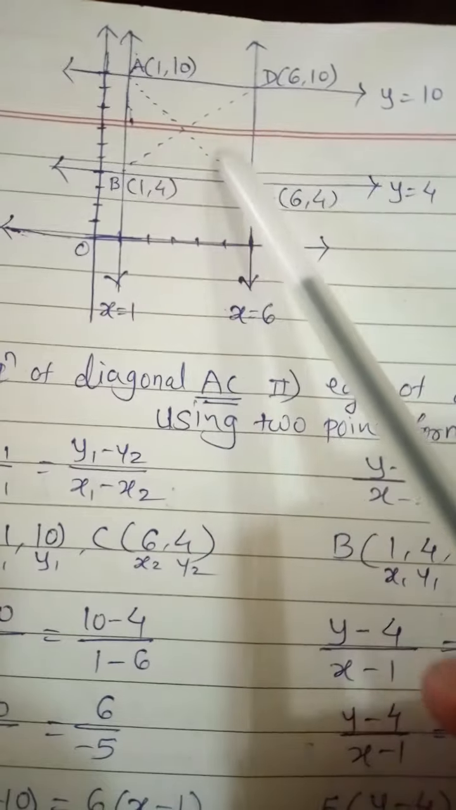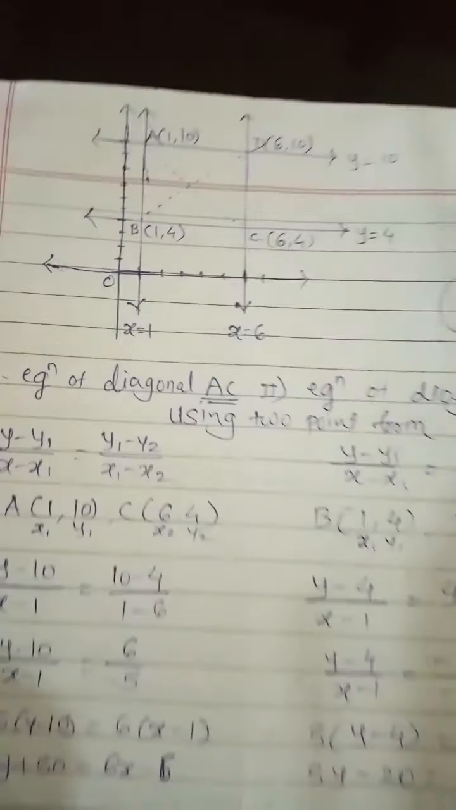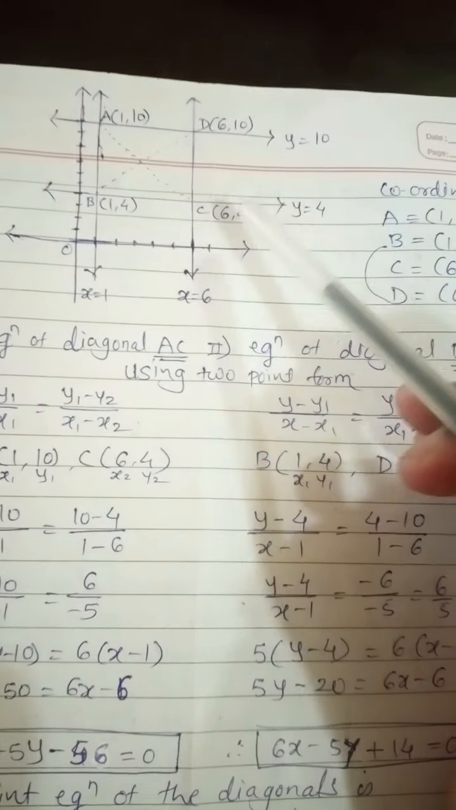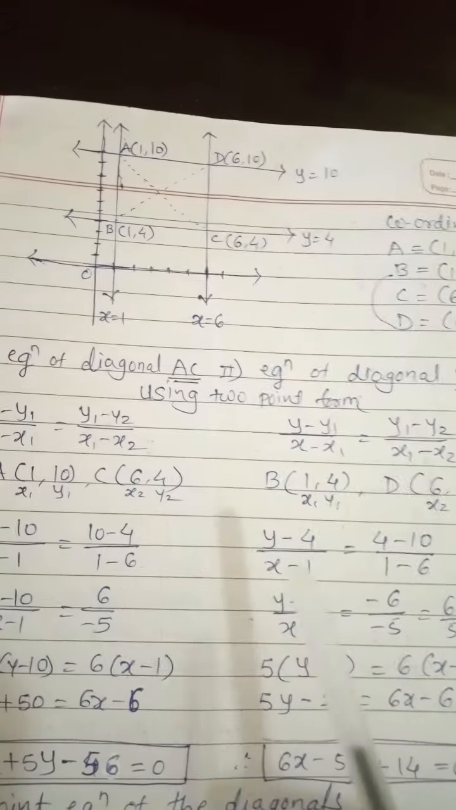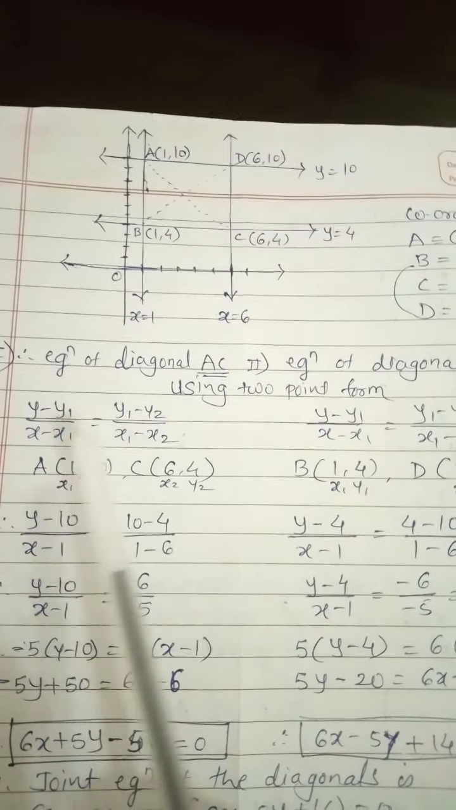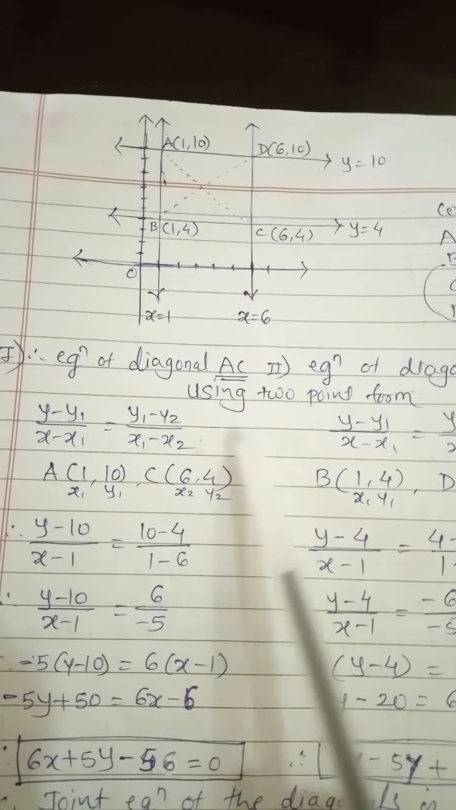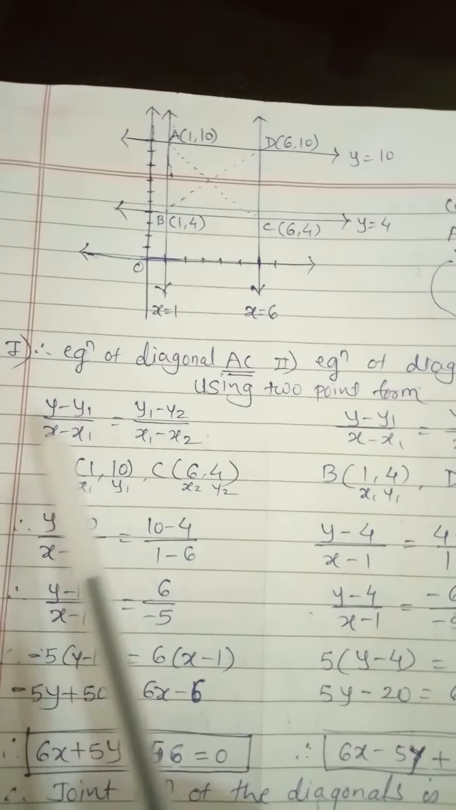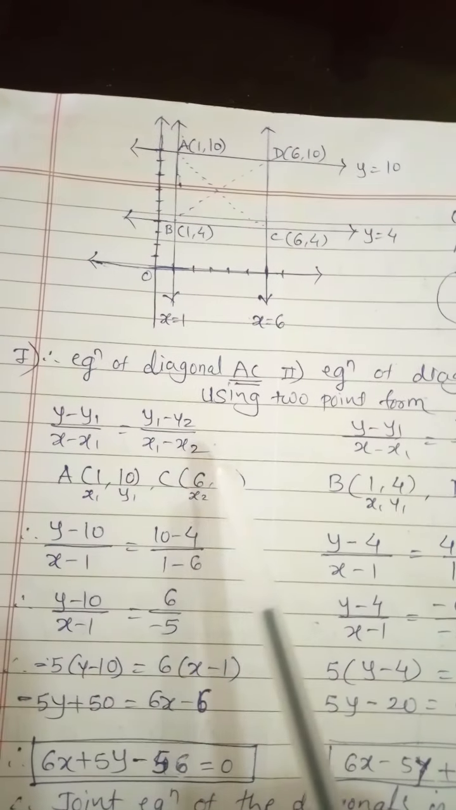is the equations of the diagonals. The first diagonal is AC and the second diagonal is BD. Now we are going to find the equation of AC. Here we get the 2 points, so we use the 2-point formula. What is the 2-point formula? It is (y minus y1) upon (x minus x1) equals (y1 minus y2) upon (x1 minus x2). Or we can also write this formula as (y minus y1) upon (y1 minus y2) equals (x minus x1) upon (x1 minus x2).